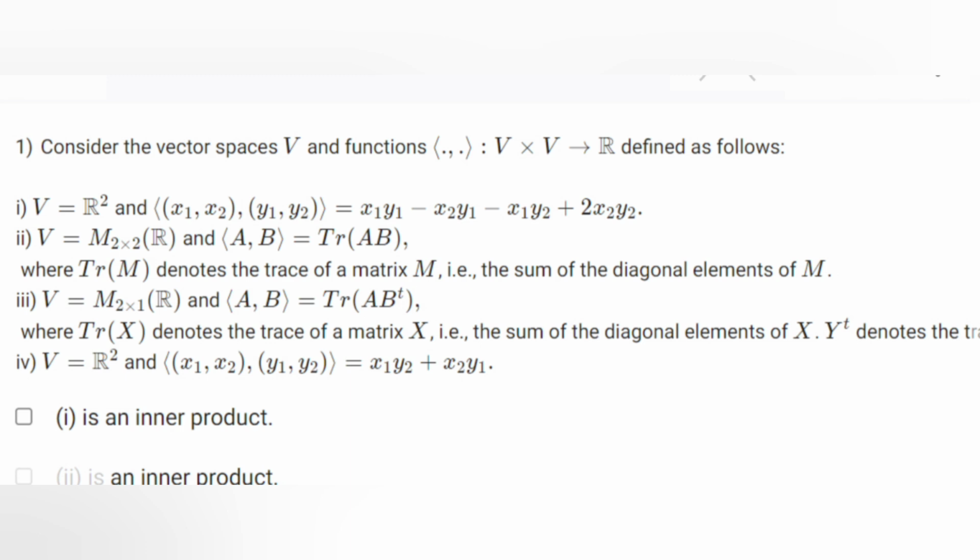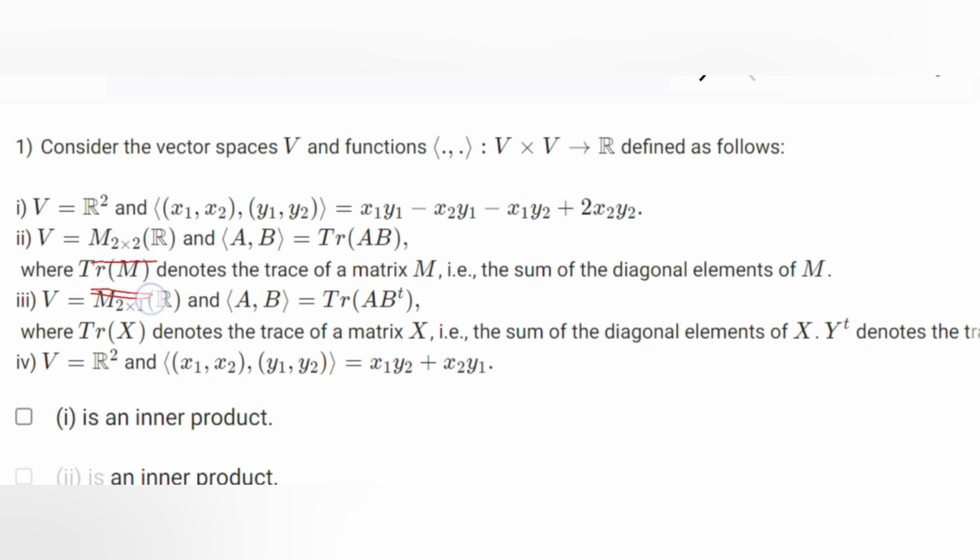Where V into V, that belongs to R, is defined as follows. First, V is equal to R squared, and ⟨(x1, y1), (x2, y2)⟩ is equal to x1 y1 minus x2 y2 minus x1 y2 plus 2 x2 y2. And the second one is V is a matrix. V is a matrix of size 2 by 2, and ⟨A, B⟩ is equal to tr(A B), where tr of M denotes the trace of a matrix.